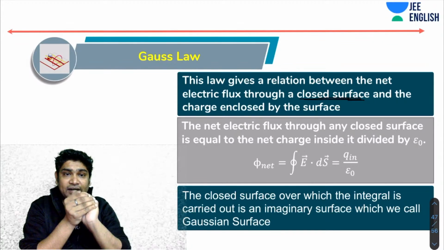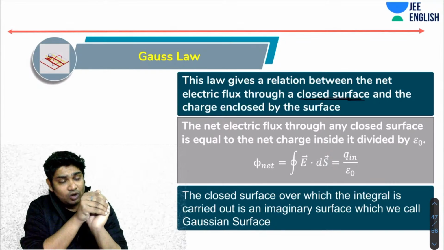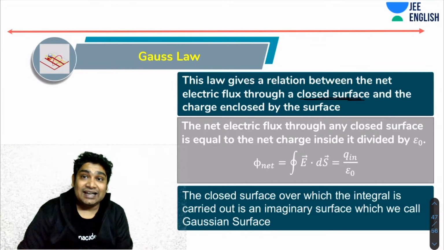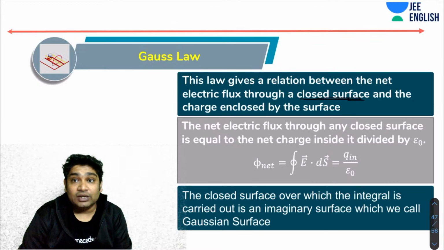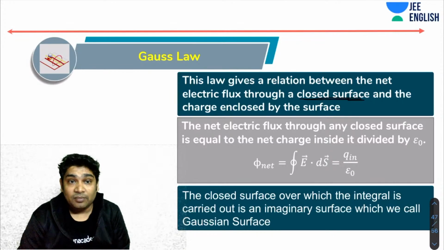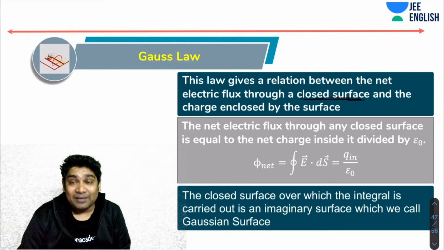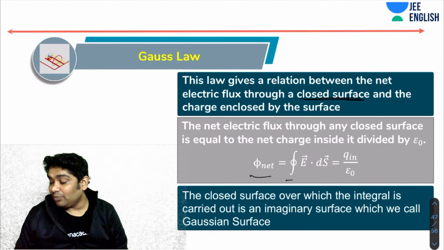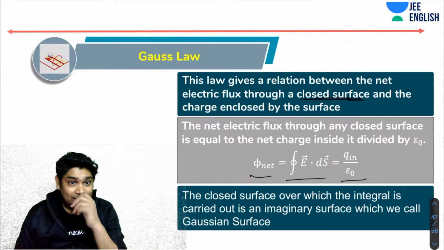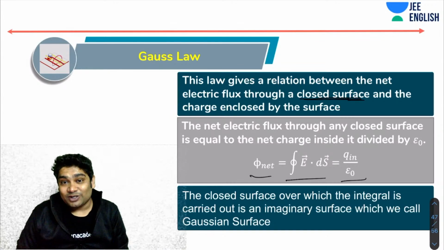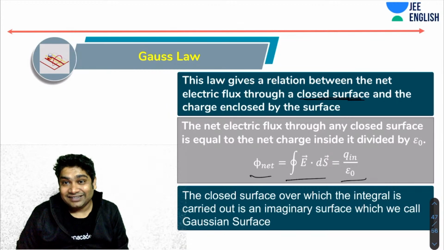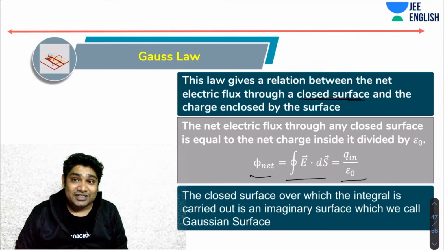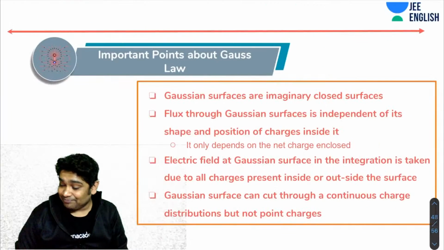Okay, you should not have any open ends in the surface. So whenever you have a closed surface, it will always bind a volume. There will be a volume inside this closed surface. So this law says that the net electric flux passing through any closed surface is equal to the net charge inside the volume bound by the closed surface divided by epsilon naught. Okay, so this is the mathematical form of Gauss theorem. Very, very important. This is in fact one of the fundamental equations that is a part of Maxwell's equations also. Okay, so very, very important. Now, closed surface over which the integral is carried out is mostly an imaginary surface, and we call that Gaussian surface. Okay. Now, important points.